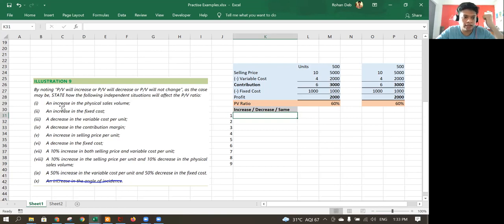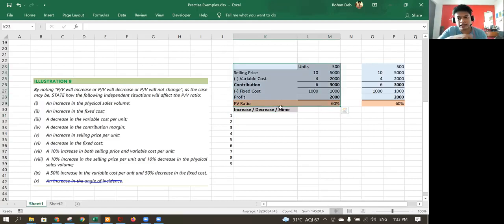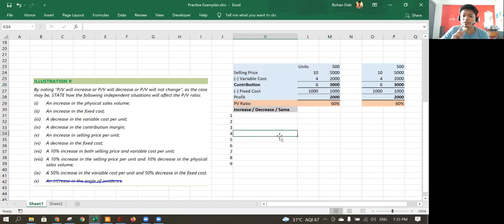Now let's get started. Any increase in the physical sales volume. So I made a calculation over here, and I'll practically show it to you as well, whether the PV ratio is changing, increasing, or decreasing. So, increase in physical sales volume. What is my PV ratio? Contribution divided by selling price.